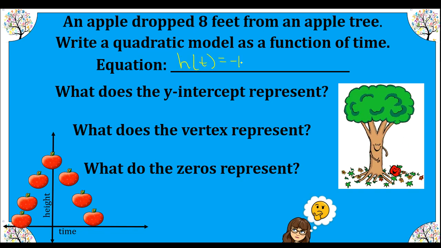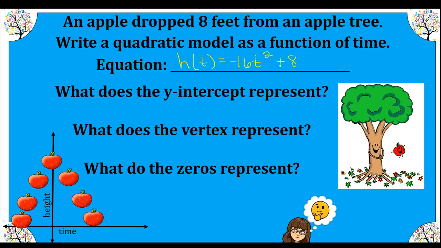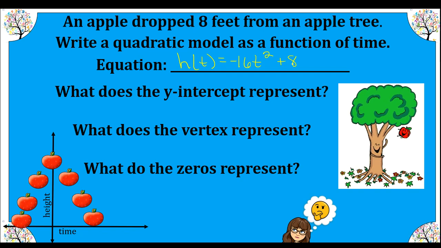So we're going to use negative 16 as our A value. And the initial height was the 8 feet. So remember, when something is dropped, there is no B value. There's no velocity. So our Y represents the initial height in which our object is being dropped in this case.